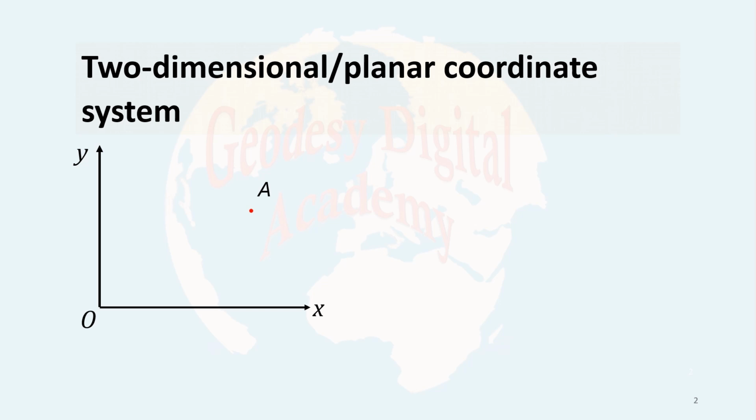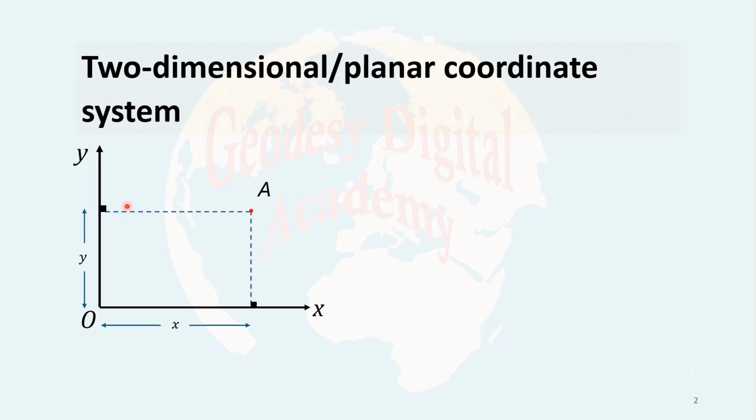For example, a two-dimensional planar coordinate system. Consider point A. If I project this point to the x-axis of the system and the same point to the y-axis of the system, I get these two projections. The distance from the origin and this projected point on the x-axis is called x-coordinates. And similarly, the distance from origin and the projected point on y-axis is called y-coordinates.